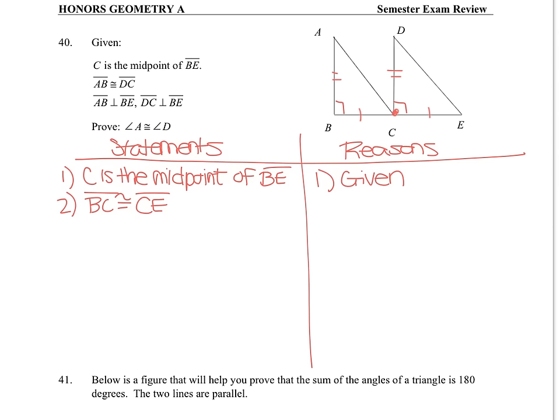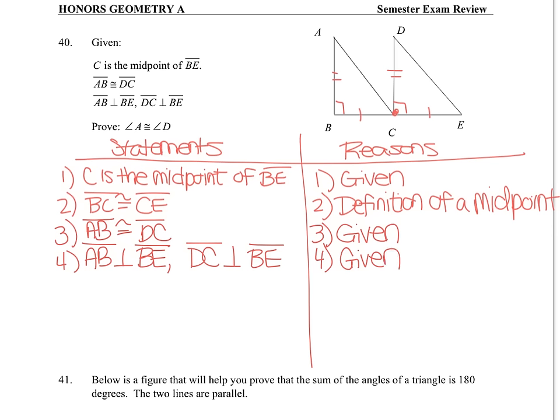All right, next thing, so I've proven that this is congruent to this. Next thing is I'm going to state my given, which says AB is congruent to DC. This is my given. There's nothing more I can do with this, so I'm going to move on to my last one, which is that AB is perpendicular to BE, and DC is perpendicular to BE. So again, this is my given.